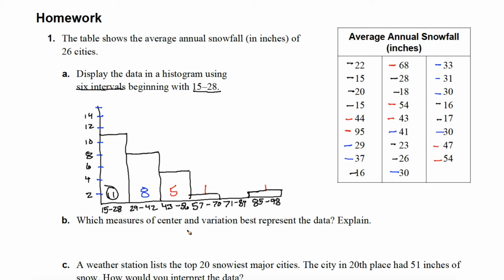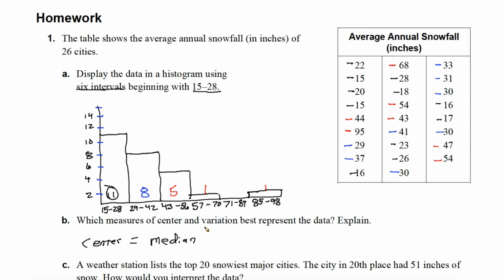Which measure of center and variation best represents the data? Well, the best measure of center would equal median. Why would I use median? Well, because here it's skewed. We see all the data on the left side and a big tail on the right side. So that tells me that it is skewed.